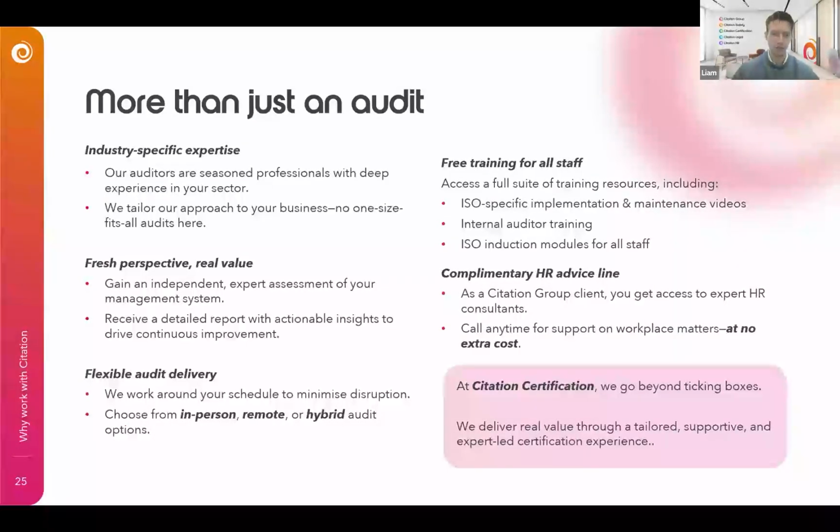So with Citation certification, our auditors are industry specialists, so we understand the unique risks and needs of your business. We do provide clear, actionable, and comprehensive feedback, training resources for your entire team, flexible audit delivery, so working around your schedule, and also HR advice from our broader Citation group network. Our aim is to make the process valuable, and Citation certification actively holds over 3,500 active certificates across Australia and also New Zealand.